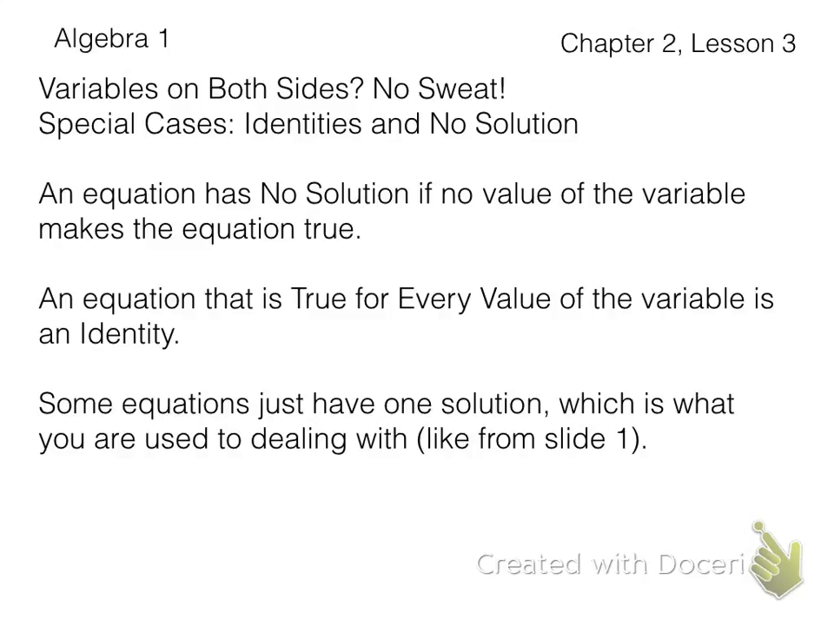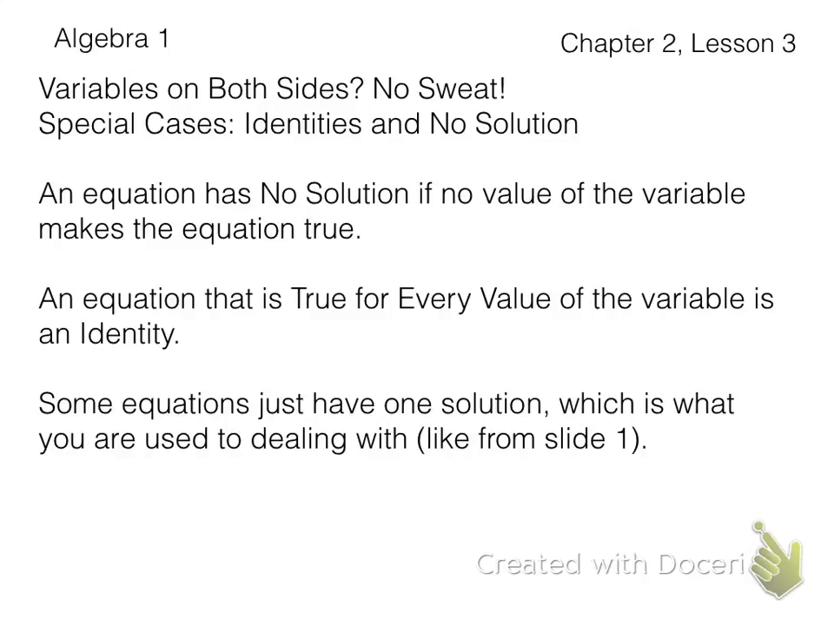Okay, so we need to talk about some special cases. Special cases are identities and no solutions. All the problems we've done up until this point have had one solution. The variables equaled one number. But you can get some equations where there's actually no solution. There's no possible number that, if you replaced it with the variable, would give you a true statement. It's not mathematically possible.